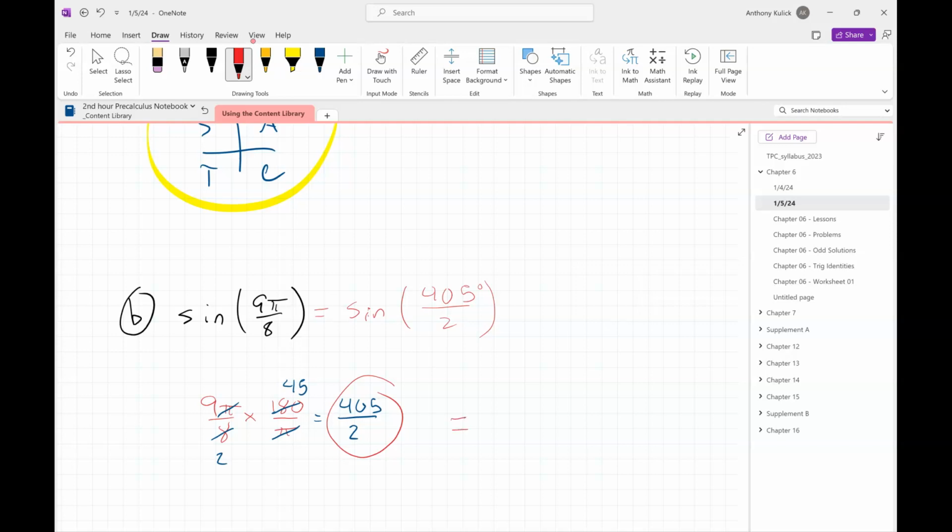Let's go to our half angle identities. Which one do I want? Since it's sine, I want H1. So that's going to be plus or minus the square root of 1 minus cosine of 405 divided by 2. Everybody's okay there?